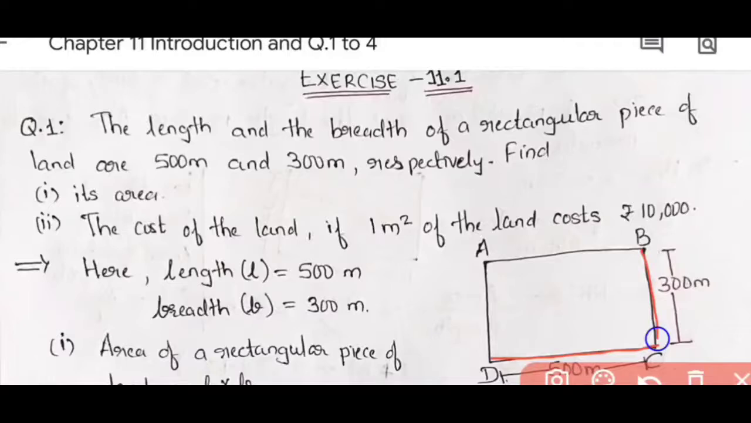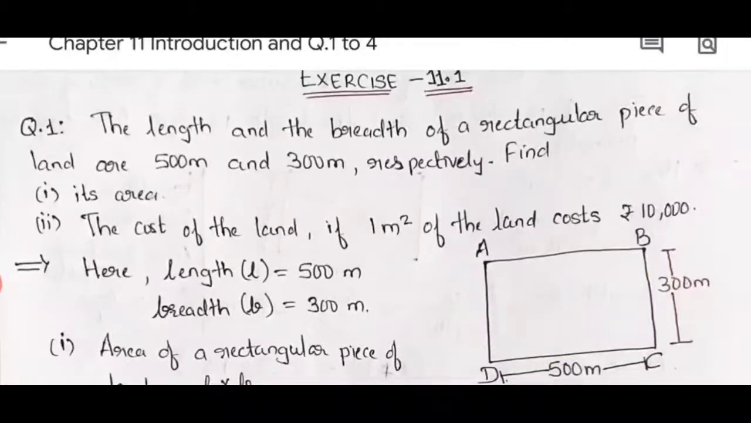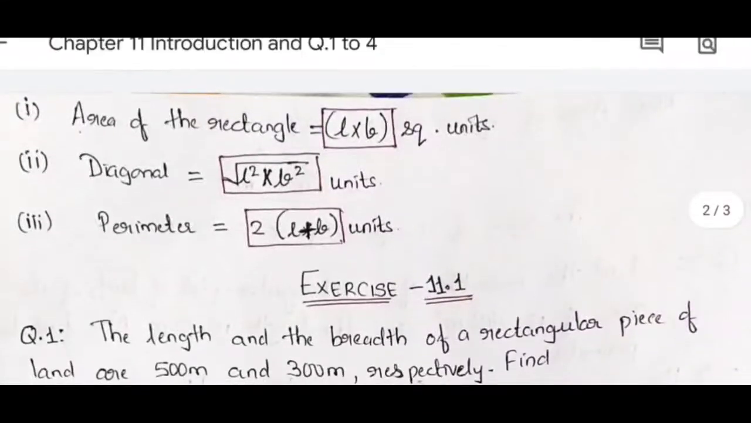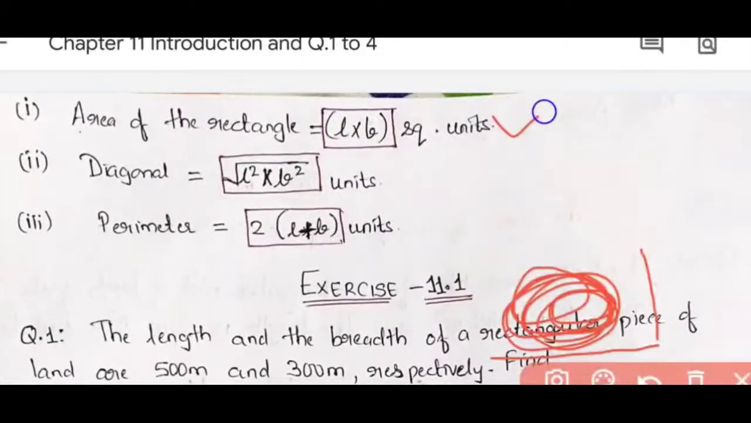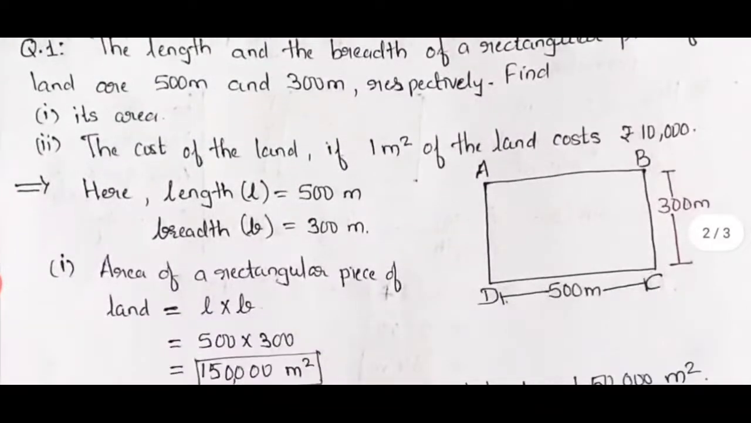The first thing is its area, and I have told you what area is. It is the region between these boundaries, A, B, C, D boundaries. The region in between them is known as area. Now for this we will need the formula of rectangle. Let us move backward and find the formula of rectangle. This is the formula of rectangle.